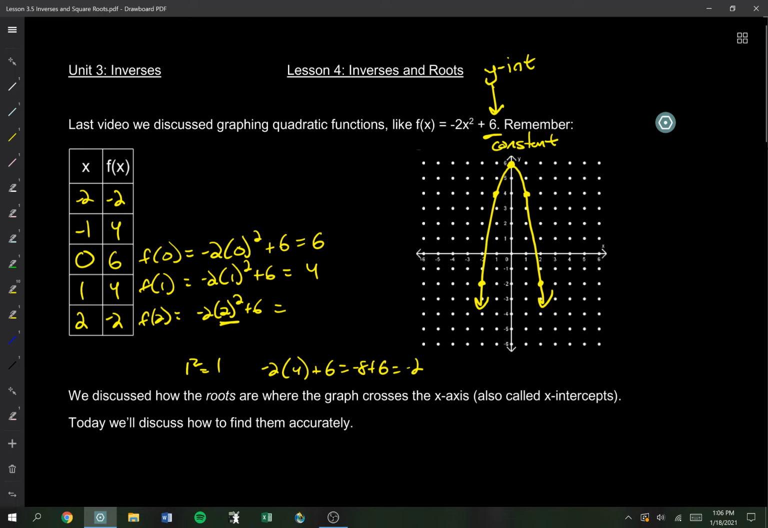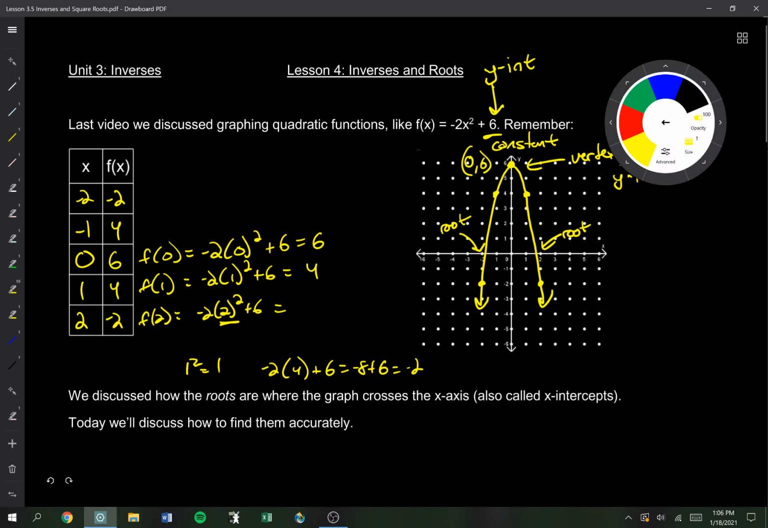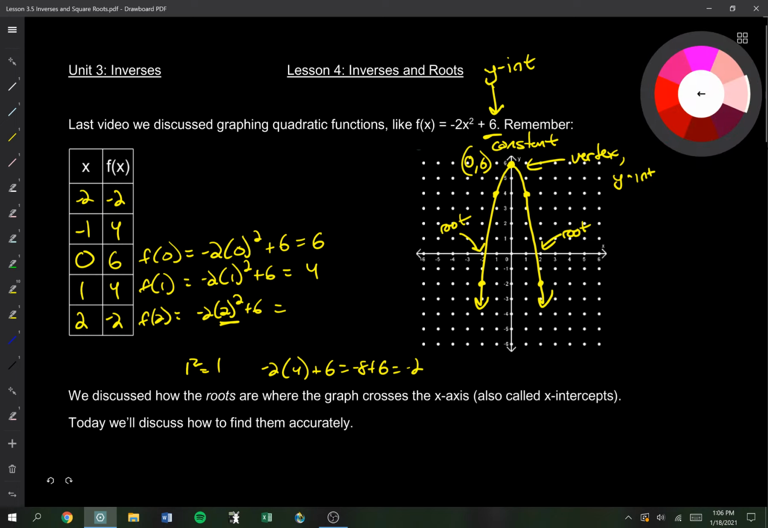That's what we did last time. And last time we were told to draw a little arrow here and say that this is both our vertex and our y-intercept. That's the point 0, 6. And also say there's a root here and there's a root here. Well, we don't know exactly where they are yet. Isn't that exciting? Roots are where the graph crosses the x-axis. And right now, we can just see it's kind of close to 2 and negative 2, but not quite 2 and negative 2.